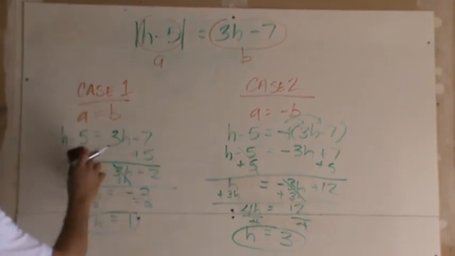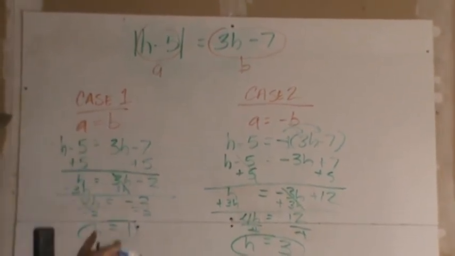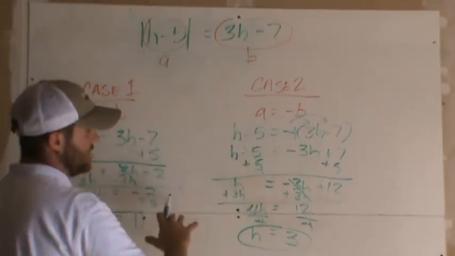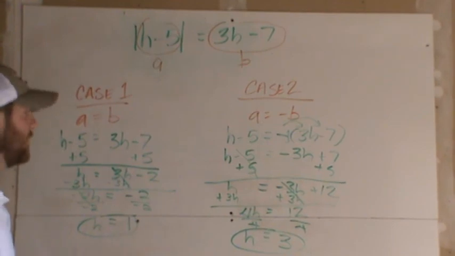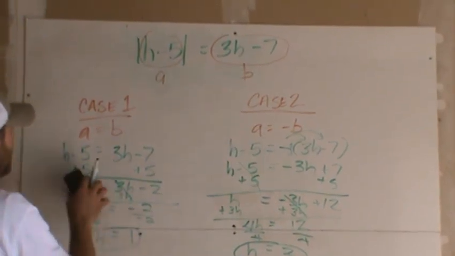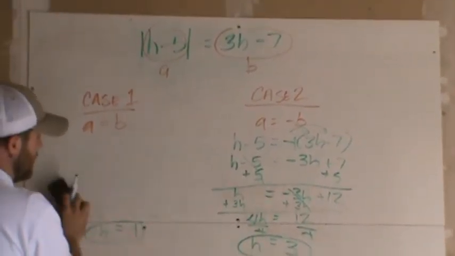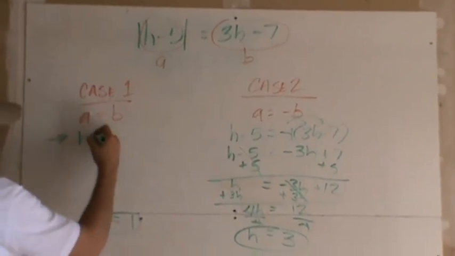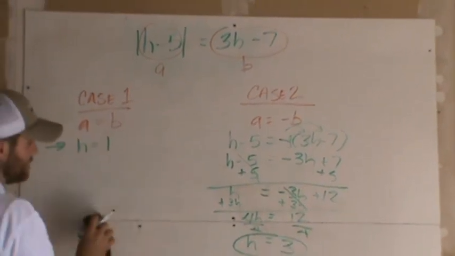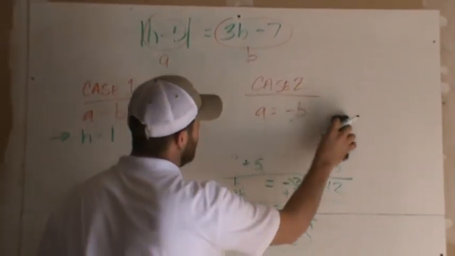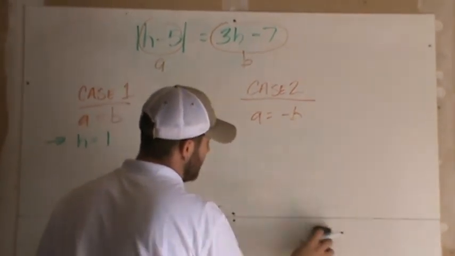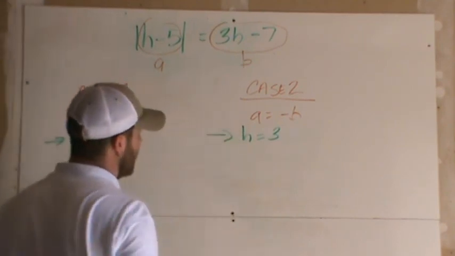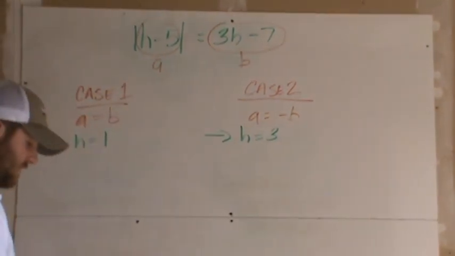I'm going to go ahead and erase some of this just so we can plug that back in and you can see it on the camera. Make sure you've got all of this so far. If not, rewind the tape and make sure it's in your notes. I'm going to go ahead and erase it and put these values back up here. So we said for case 1, h could possibly be 1. And in case 2, after solving all that out, h could be 3. So let's verify that and see that both of those work.